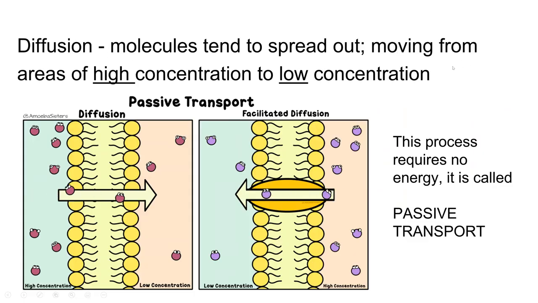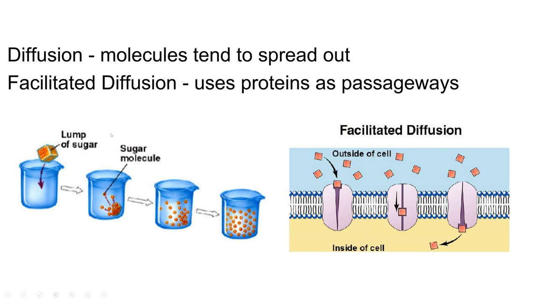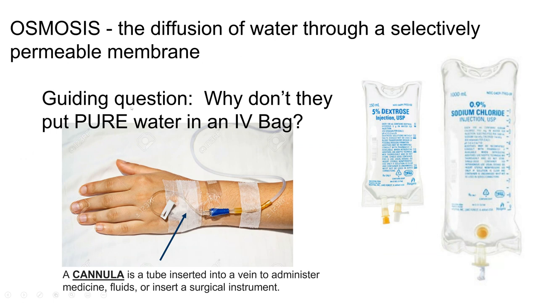Diffusion is molecules moving down their concentration gradient from high to low. If it does not require energy, this is passive transport. If it's too big to go through the cell membrane on its own, it has to go through an integral protein. This is called facilitated diffusion. And then there's active transport, where you have to use ATP to get something across the cell membrane. Osmosis is the diffusion of water through a selectively permeable membrane.